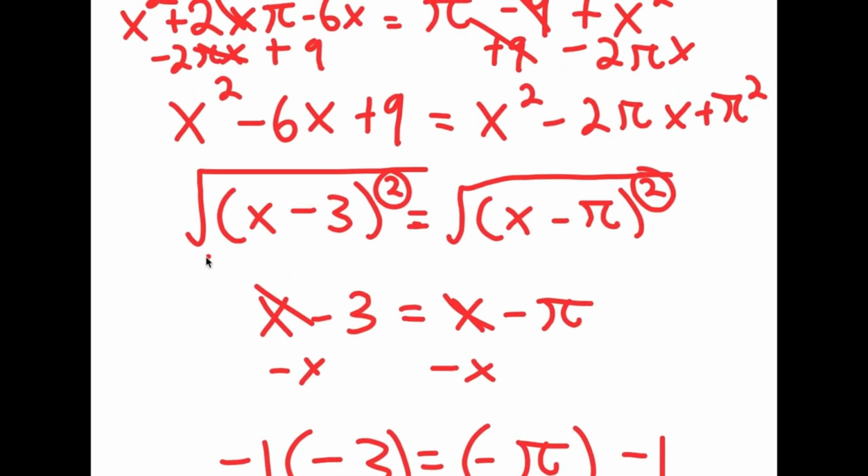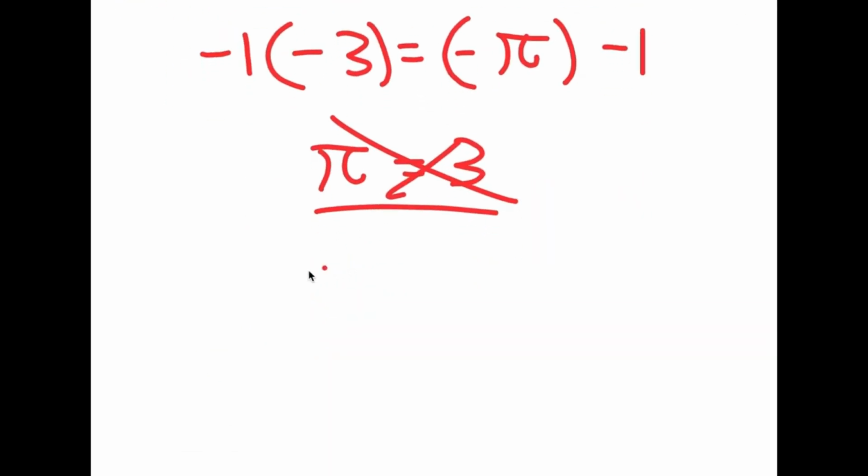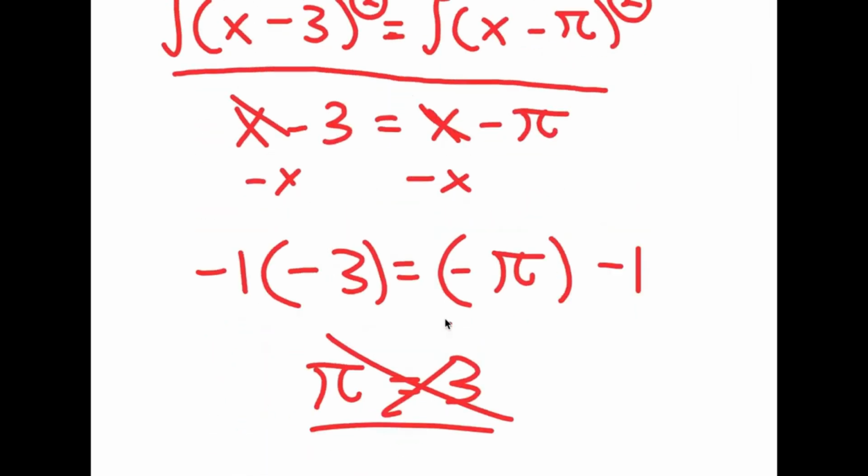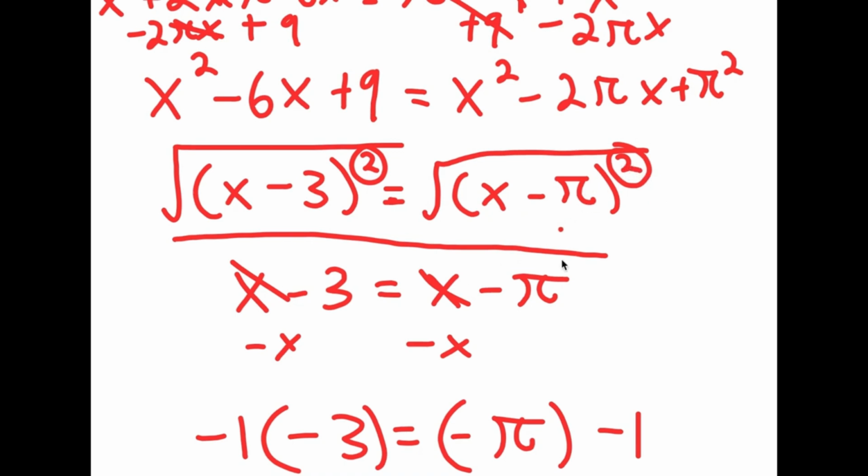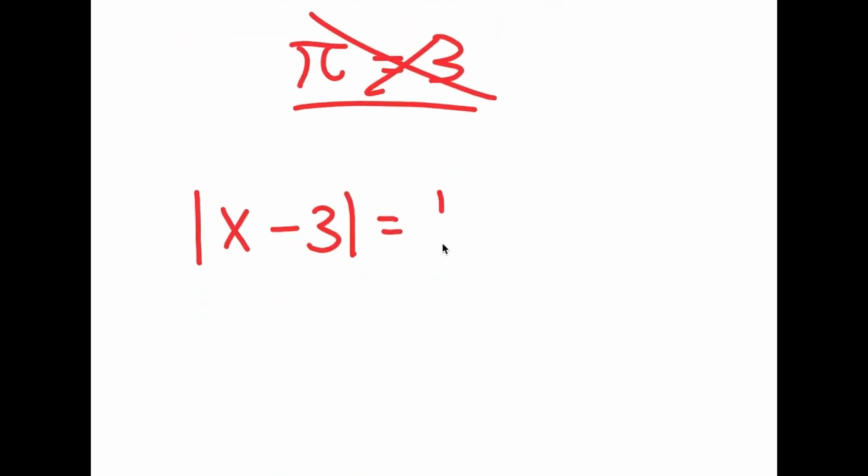Well, I actually went wrong on this step right here, where I said that the square root of (x minus 3) squared and the square root of (x minus pi) squared are equal to x minus 3 and x minus pi respectively. Well, this is actually not true. The square root of (x minus 3) squared isn't equal to x minus 3, it is equal to the absolute value of x minus 3. And the same goes for the square root of (x minus pi) squared. It's not equal to x minus pi, it's equal to the absolute value of x minus pi.